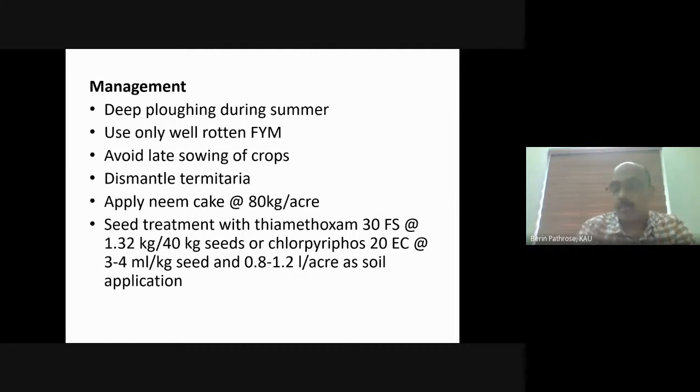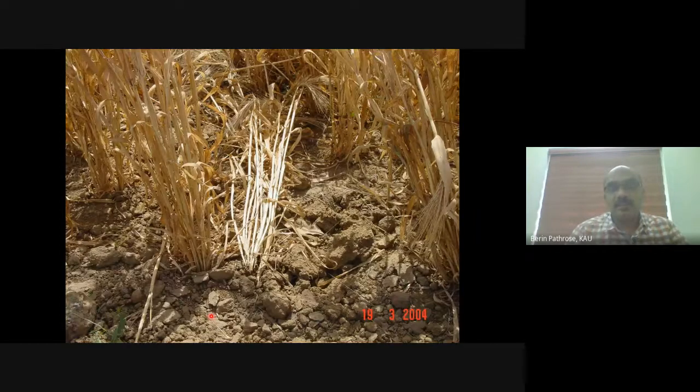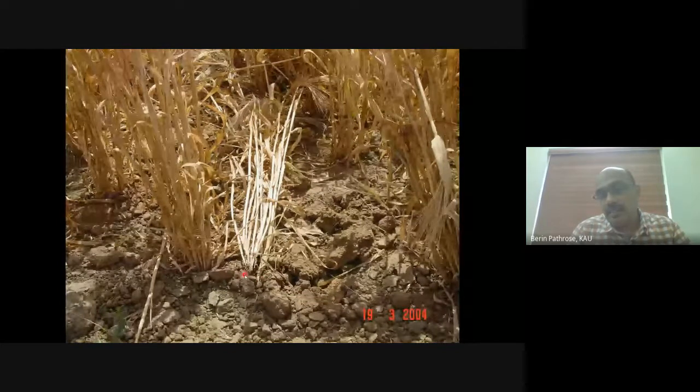We can drench chlorpyrifos in the soil at the rate of 1.8 to 1.2 liter per acre as soil application. So plow the soil, destroy the termite area, avoid late sowing of the crop, use only well-rotten organic manure, then spread neem cake, treat the seed with either chlorpyrifos or thiamethoxam, or we can drench chlorpyrifos in the field. I will just show the pictures and finish off. See this. The plant gets completely dried up and you can see it over here. The roots are completely fed and the plant gets lodged.